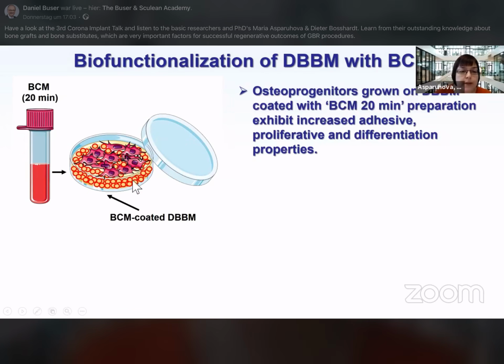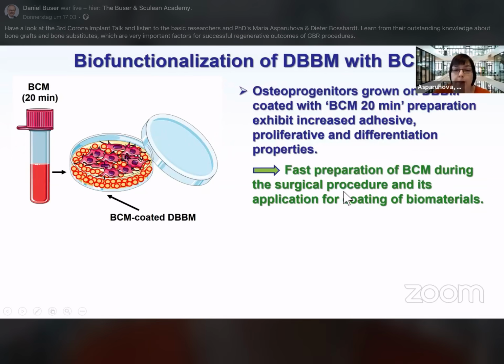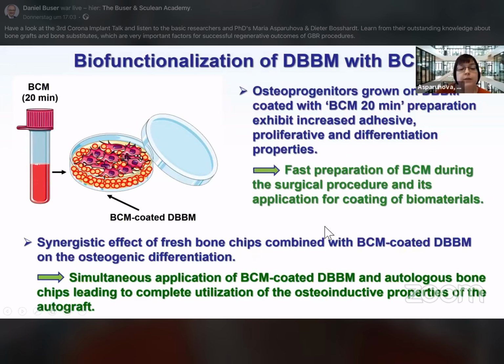Osteoprogenitors grown on DBBM coated with BCM 20 minutes preparation exhibit increased adhesive, proliferative, and differentiation properties. This justifies the fast preparation of BCM during the surgical procedure and its application for coating of the biomaterials. Furthermore, we observed a synergistic effect of fresh bone chips combined with BCM-coated DBBM on the osteogenic differentiation. This justifies the simultaneous application of BCM-coated DBBM and autologous bone chips, leading to the complete utilization of the osteoinductive properties of the autografts.